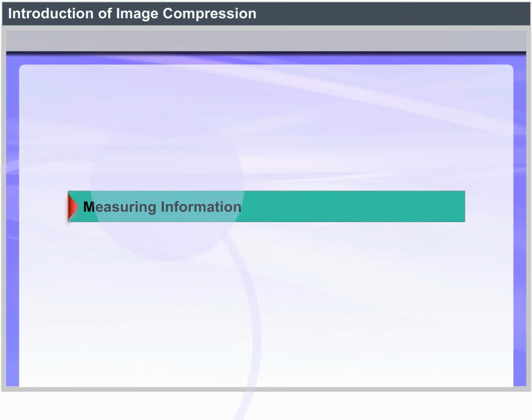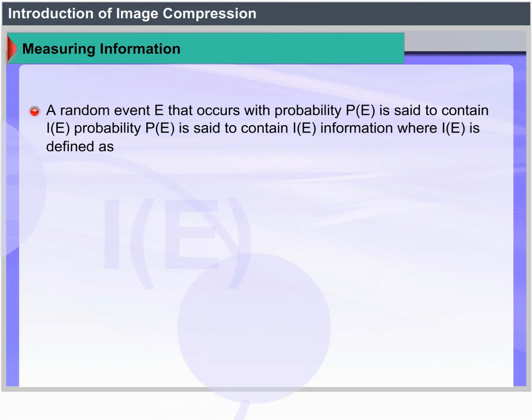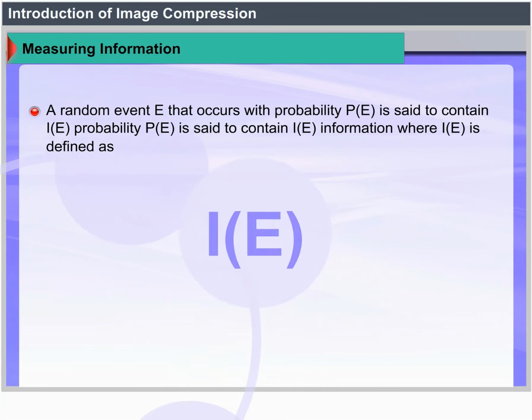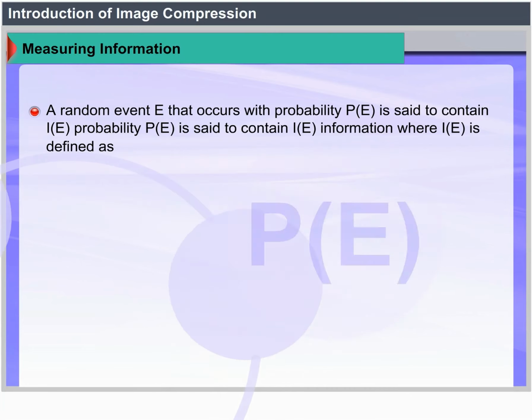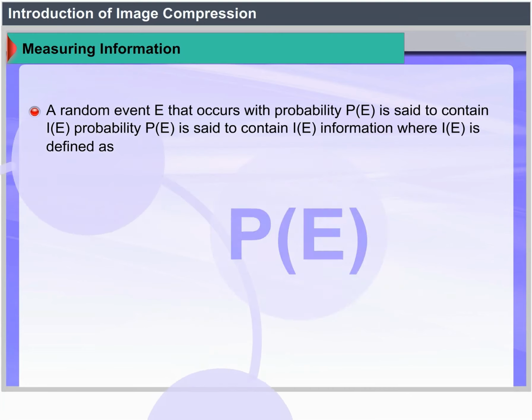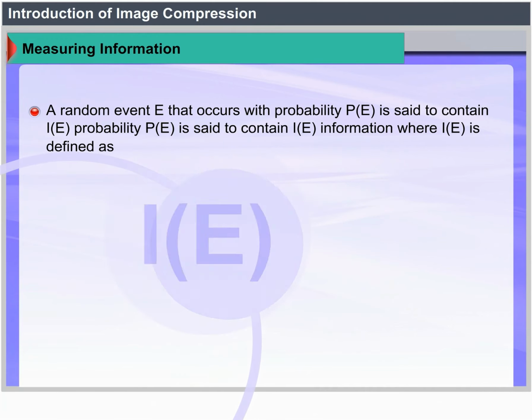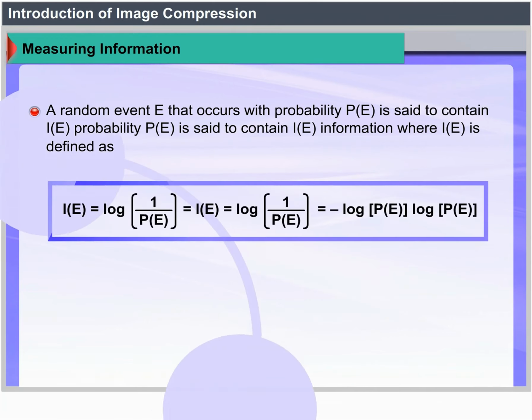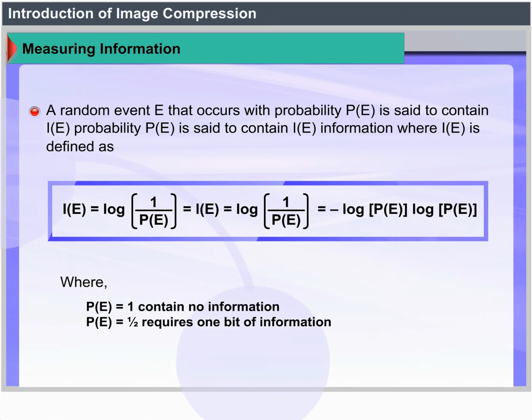Measuring information. A random event E that occurs with probability P of E is said to contain I of E information, where I of E is defined as shown on the screen. Where P of E equals 1, it contains no information; P of E equals half requires 1 bit of information.